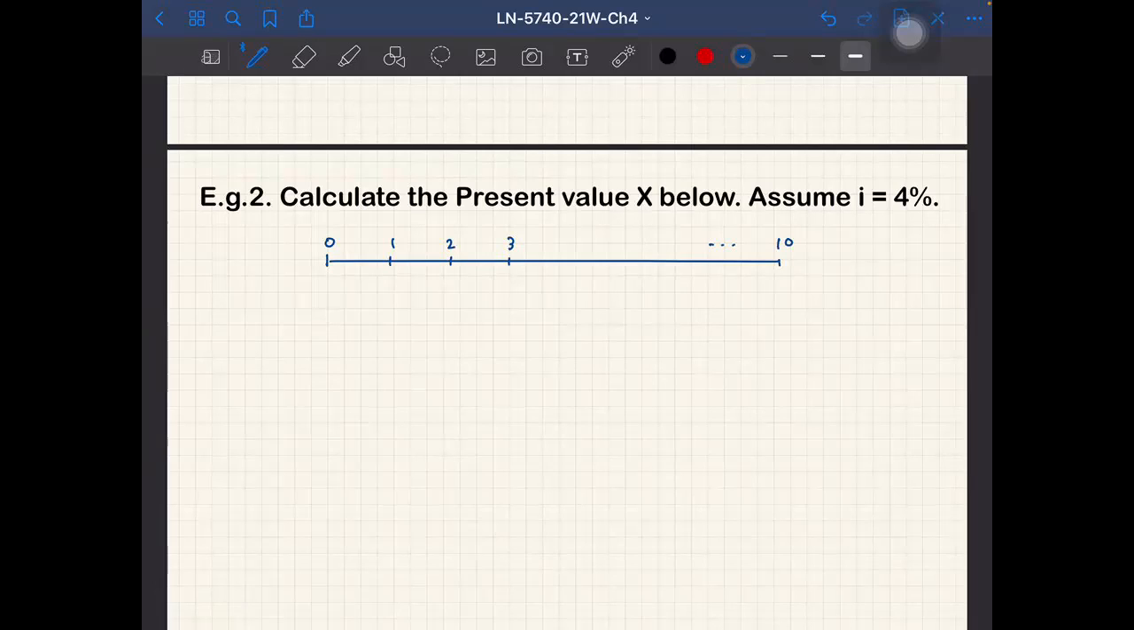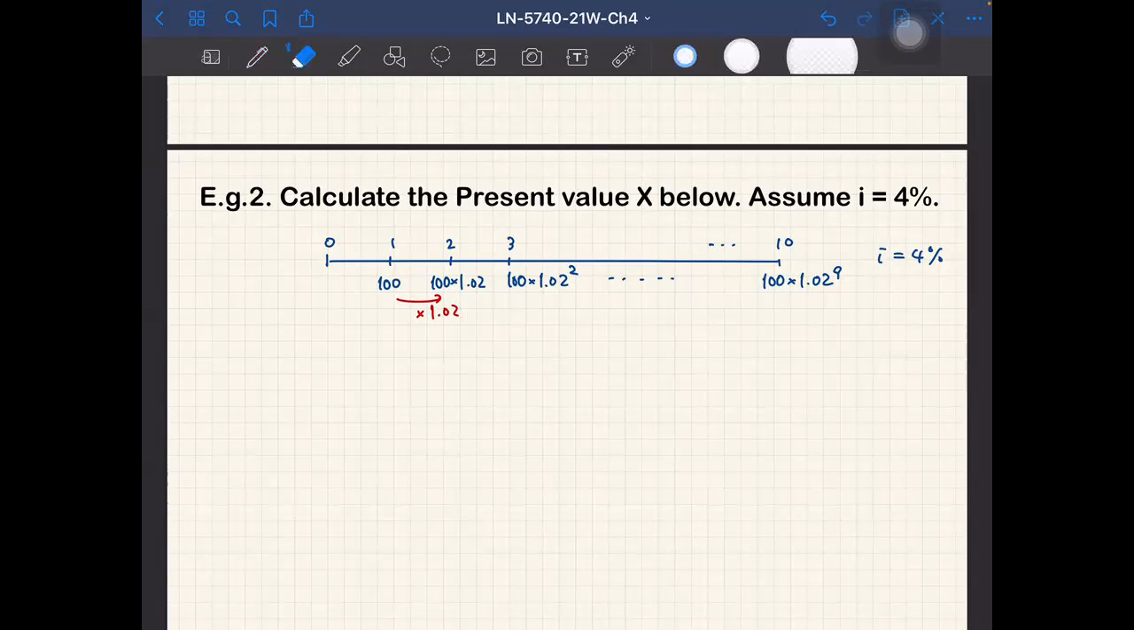But the payment amount starts at 100. And the second one is 100 times 1.02. The third one, 100 times 1.02 square. And the last one is 100 times 1.02 to the 9th power. I is 4%. So you can see that the factor is 1.02. So this is 1 plus K. So 1.02 is equal to 1 plus K. So you can see the K is equal to 0.02.